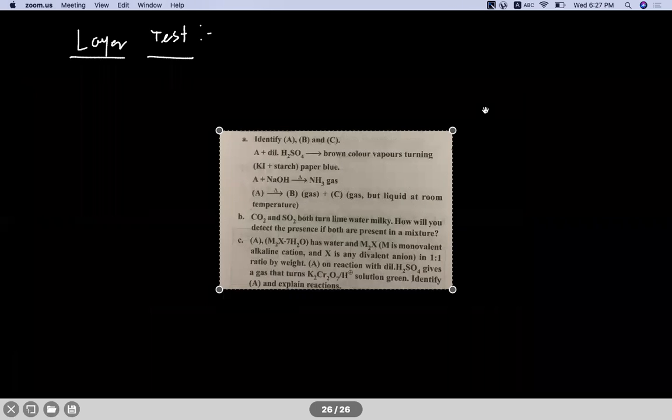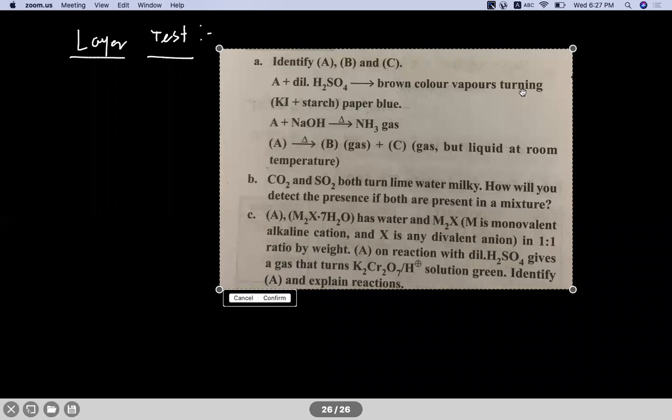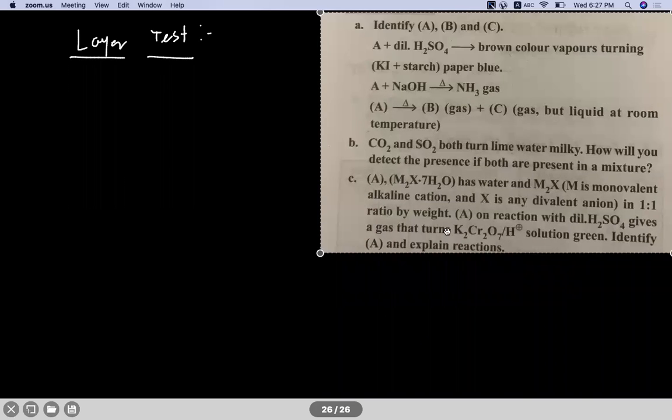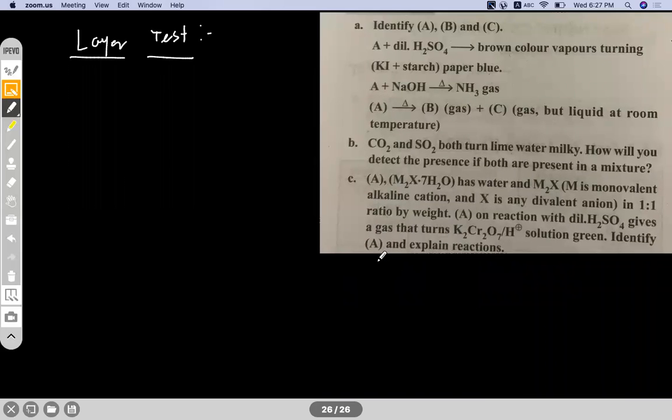The first one you see, A. Look at the question first. A dissolves in dilute H2SO4, and a brown colored vapor forms, which turns potassium iodide starch solution blue. The same A we dissolve in NaOH, then NH3 gas evolves. A converts into a gas B and into a gas C, but C is liquid at room temperature.